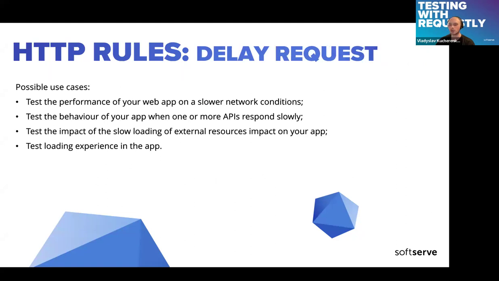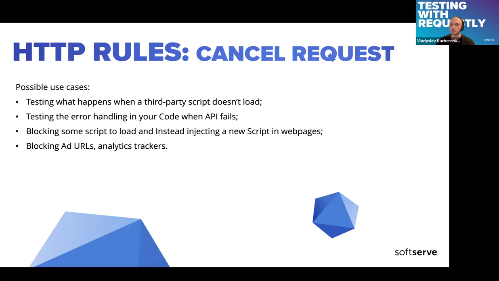Another rule is the delay request rule. It is a tool for simulating slow network conditions and allowing developers to test how an application behaves under delayed responses and ensure robust performance even when the network latency is slow. Also, there is the cancel request rule. The cancel request rule allows developers to intentionally block certain requests, enabling them to test how their applications handle failures or absence of specific API calls or resources, which is critical for ensuring robust error management.